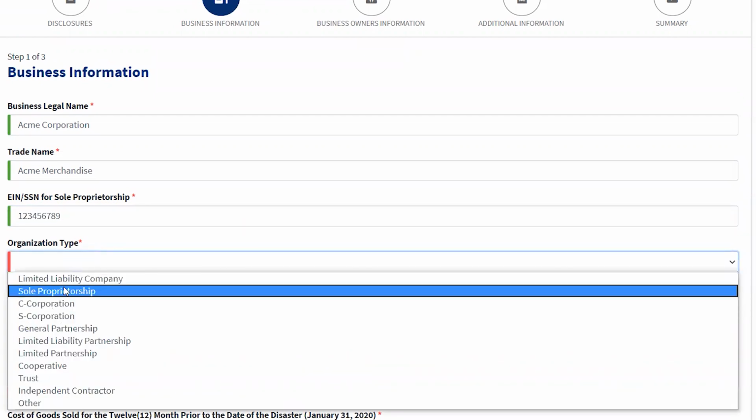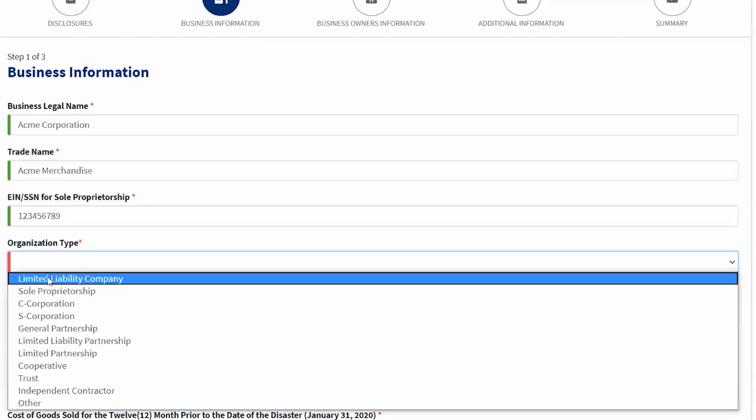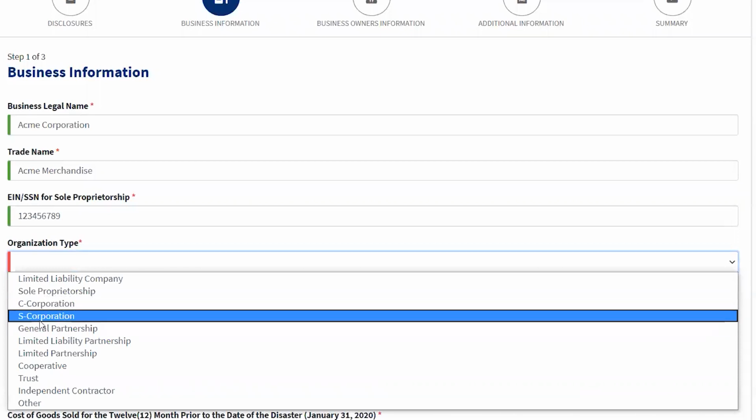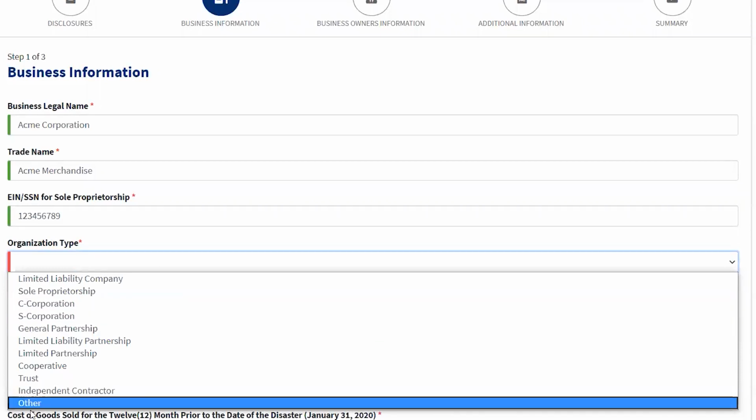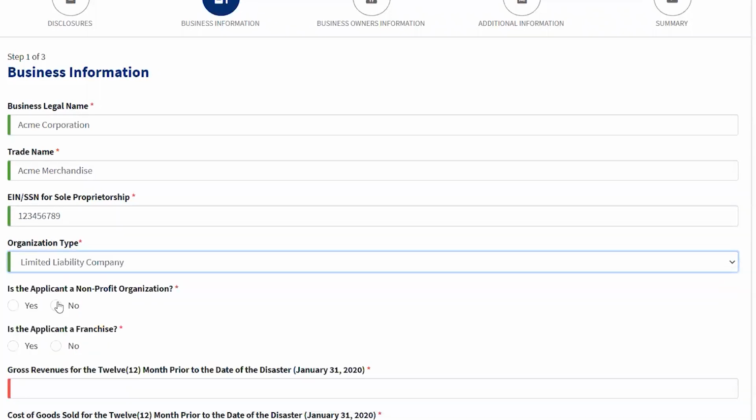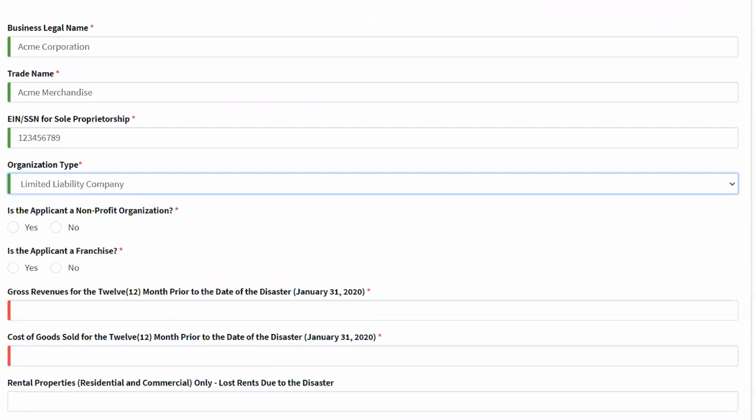What is the organizational type? So are you a sole proprietor? Are you an LLC? Are you an S corporation or a C corporation? So I'm just gonna go and say I'm an LLC. Is the applicant a not-for-profit? Well, I am not, so I'm going to be putting no for not-for-profit. And is the applicant a franchise? So I'm not a franchise, but if you are, obviously you're going to say yes.